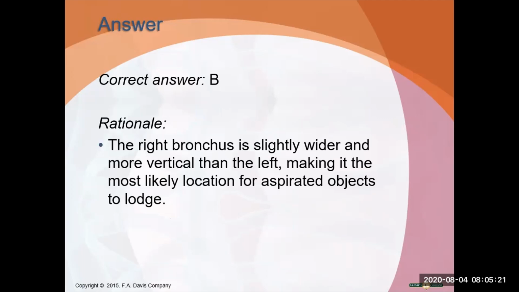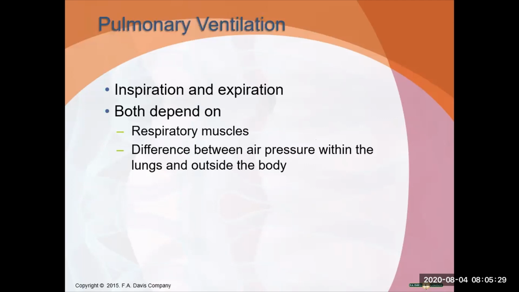So on the right side, we've got the three lobes. It is wider, and there's just more space there because it's not sharing that space with another organ like the heart.